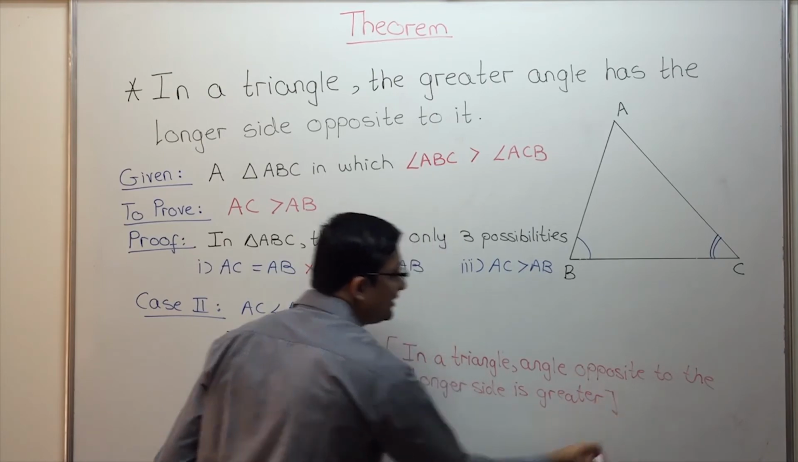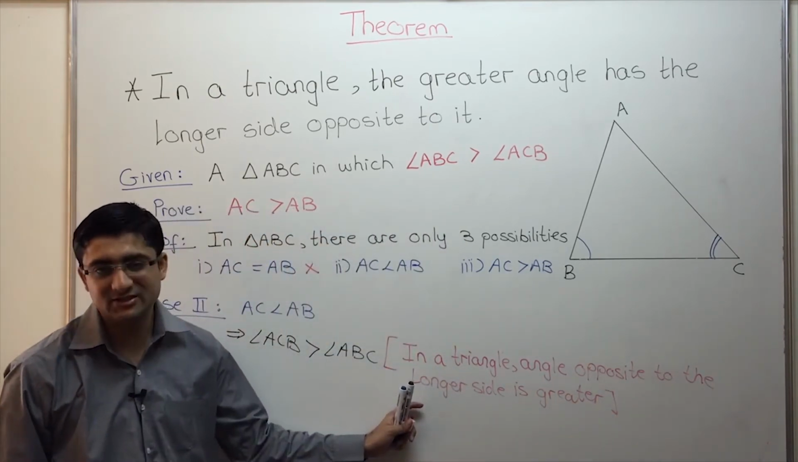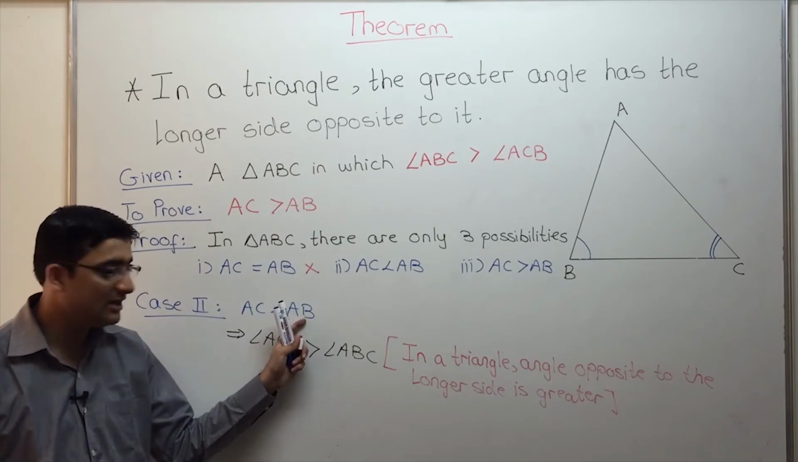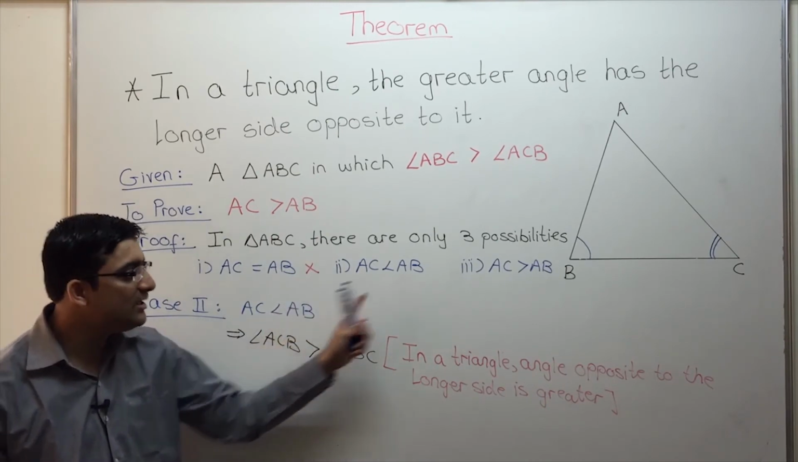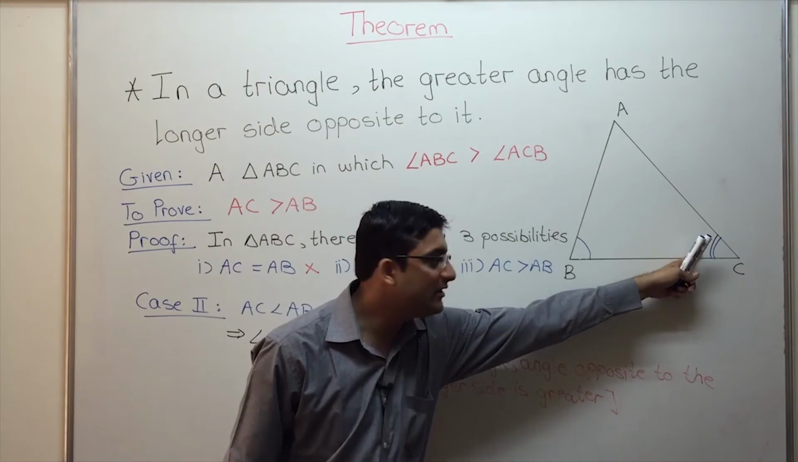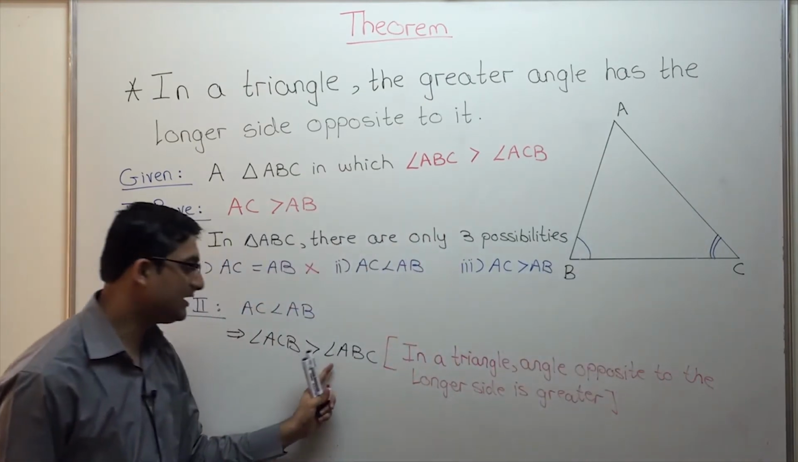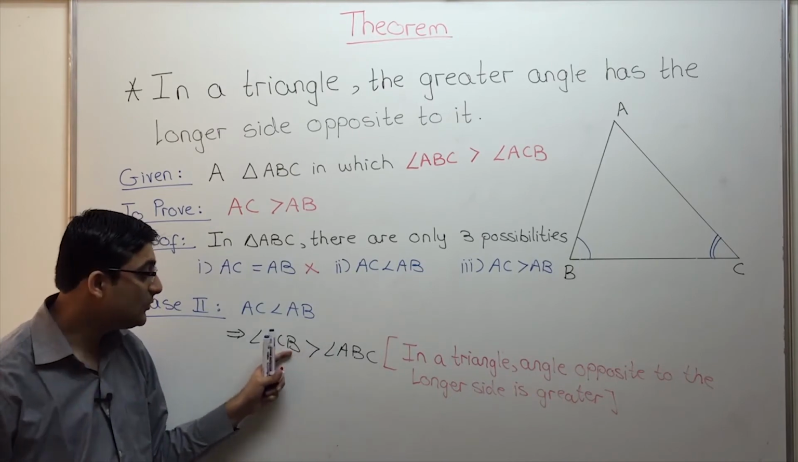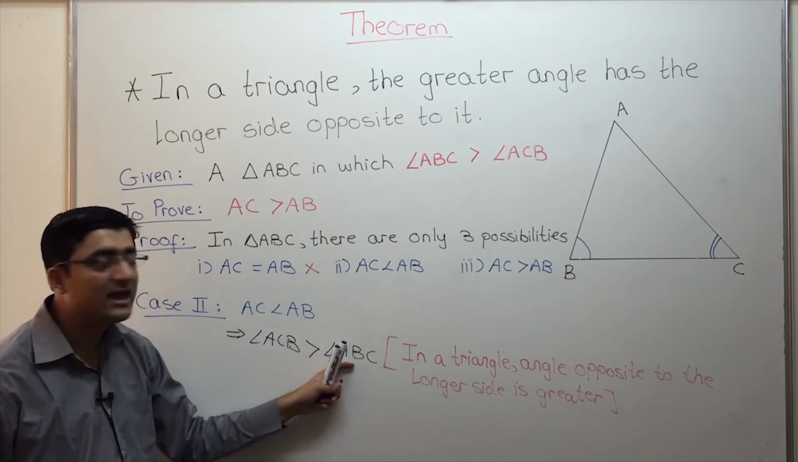So in a triangle, angle opposite to the longer side is greater than the angle opposite to the shorter side. So between AC and AB, which is the longer side? AB. That means angle opposite to AB, that is angle ACB, will be greater than angle opposite to AC, angle ABC. So this is the conclusion we are drawing. Now, is this correct or not? See, we are getting angle ACB is greater than angle ABC.